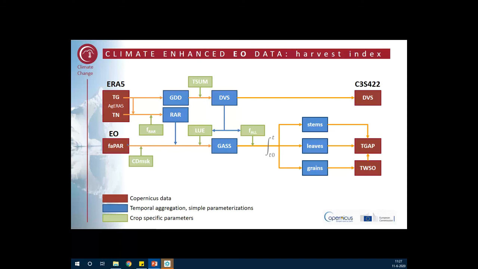Then in between are some very simple aggregation and parameterizations, the blue boxes, and what makes it crop specific are a couple of parameters in the green boxes that we, in the first instance, developed for the four main staple crops, being soybean, maize, wheat, and rice. And that can easily be expanded also to other crops when such data are available.